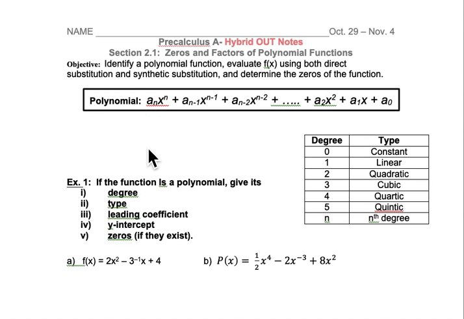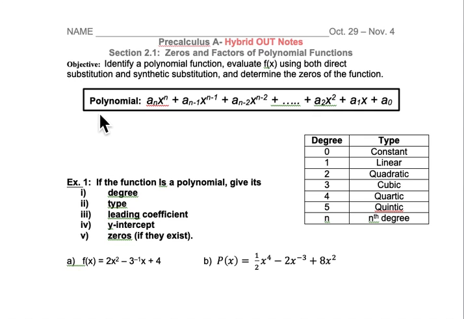And in this lesson, you're going to be able to determine whether a function is a polynomial function, evaluate the function for variable inputs using substitution, synthetic and direct substitution, and you're going to determine the zeros of the function.